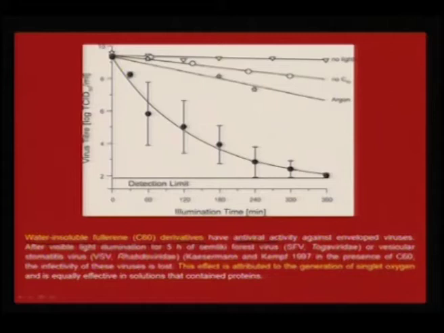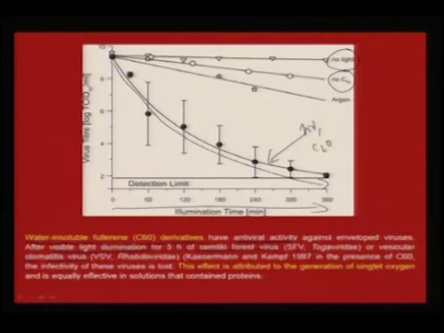to have antiviral activity, especially in terms of treating viruses such as forest virus or stomatitis virus. What has been found out is, if these viruses are blended with water soluble fullerene, and there is visible light illumination, then with respect to the illumination time, you can see that the virus level is rapidly coming down. This is with addition of C60, and without the addition of C60 you can see the response, and without light you can see the response, and with light and C60 you can see a tremendous influence on the antiviral activity.